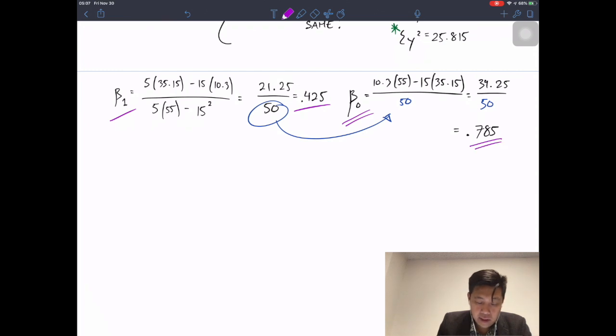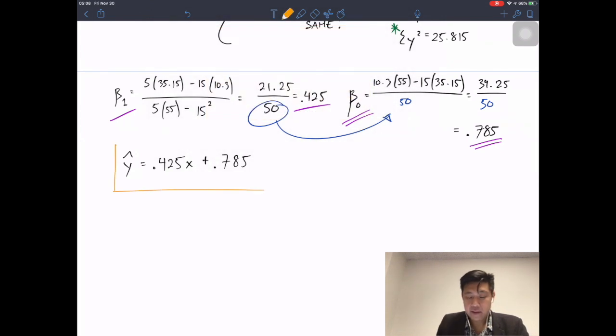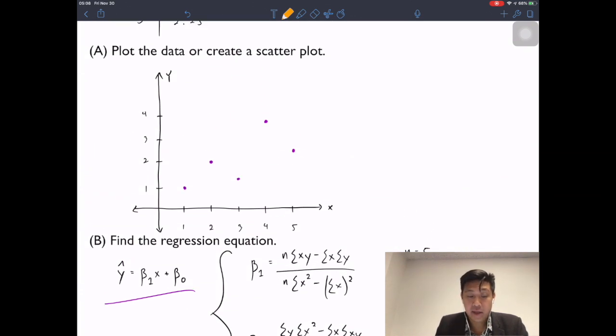Using both of these numbers together, we get a y hat equal to 0.425x. Don't forget the x, I generally do that. Plus 0.785. Now, just something to note is that both these numbers can be negative. It depends on the problem being asked. In this case, we should recognize that there should be a positive slope as well as intercept, because if you scroll up and you look at your points, you know that any kind of regression line that's going to piggyback off of these points is going to go in an upward direction.